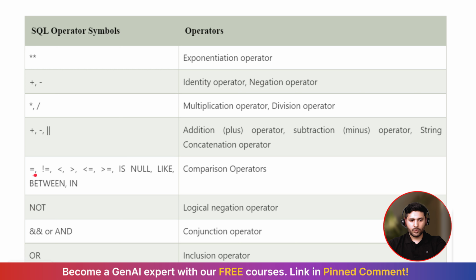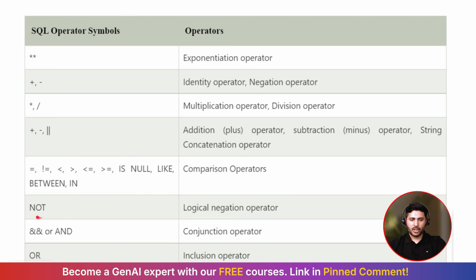We have equal to, not equal to, less than, greater than, less than equal to, greater than equal to. Is null is to check the null values. Like is to check as per. So if the customer name is like Akash, Dhruv, that is like when I have to give multiple outputs. Between is used to get the values between a range. In is used to get output in a particular number or in a particular name.